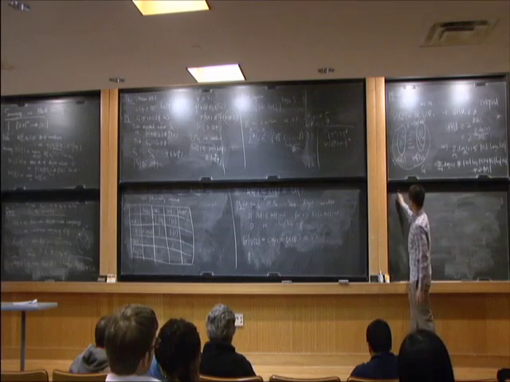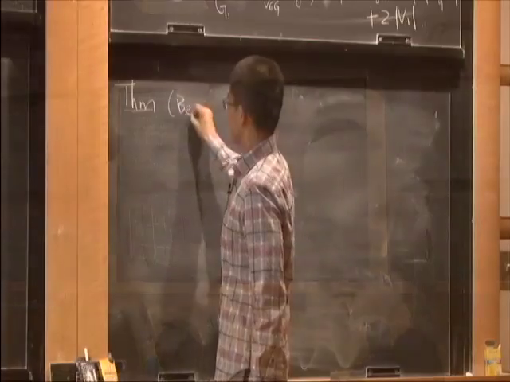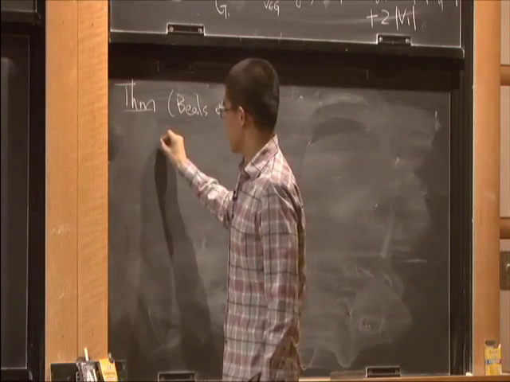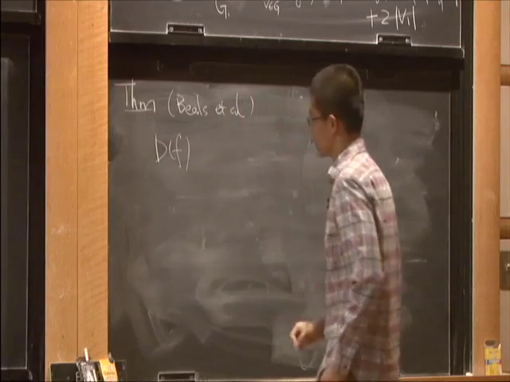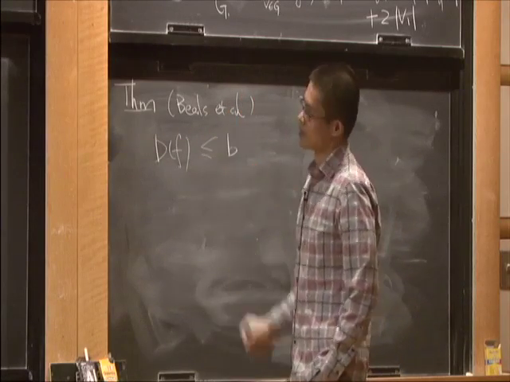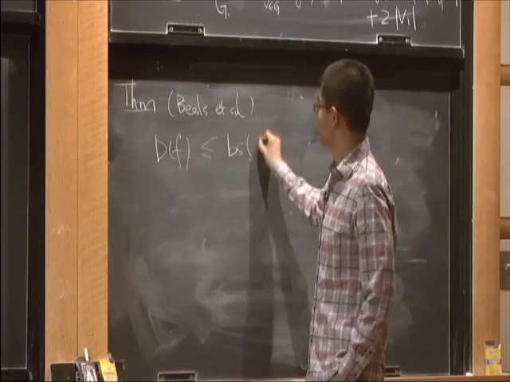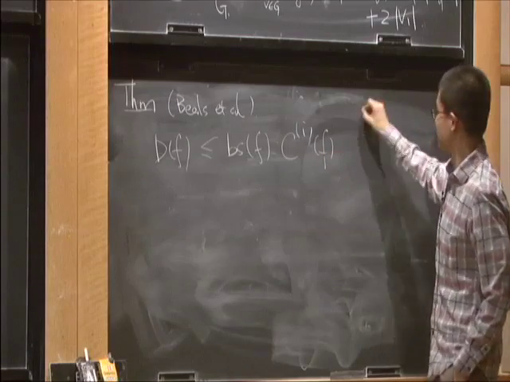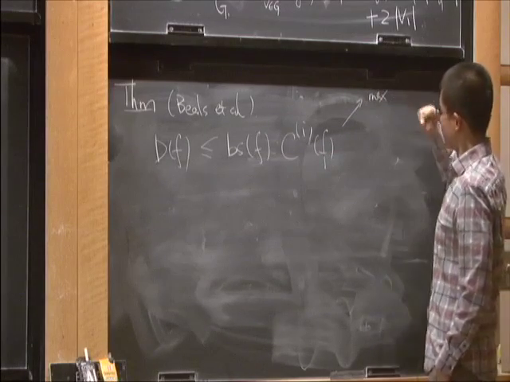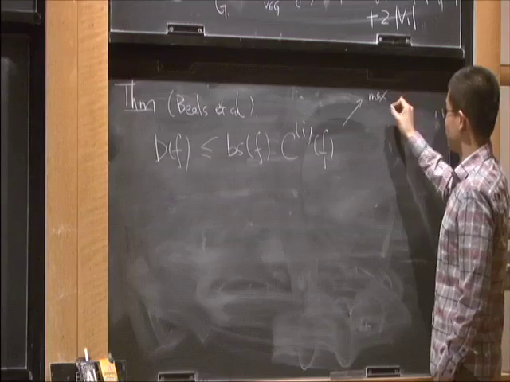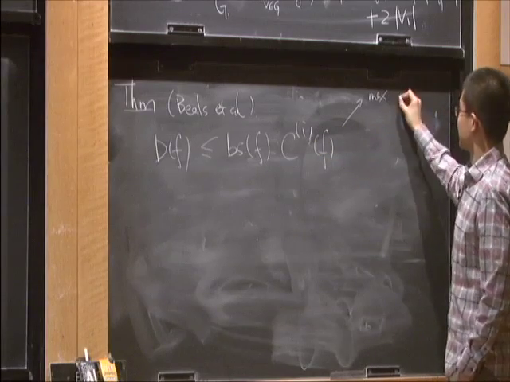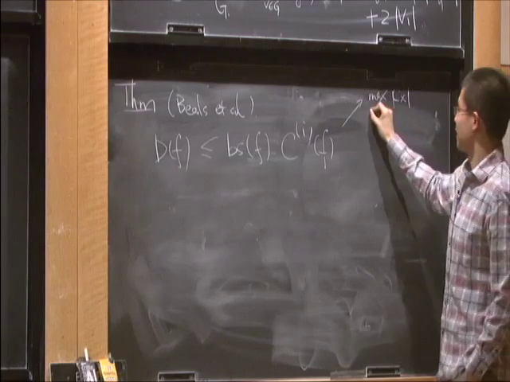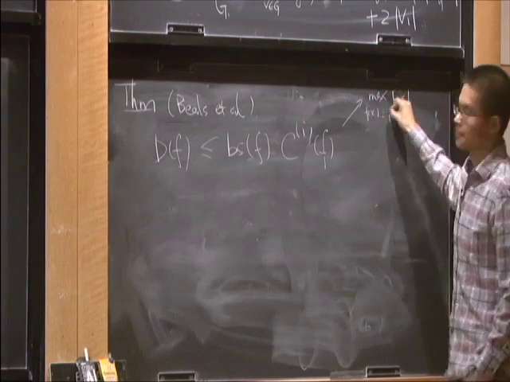And there's a theorem by Beals et al. and several other people saying that the deterministic decision tree complexity is bounded by the block sensitivity times C of f. So C of f is just the maximum over all inputs, the maximum of the minimal certificate over all s such that f of s equals i.